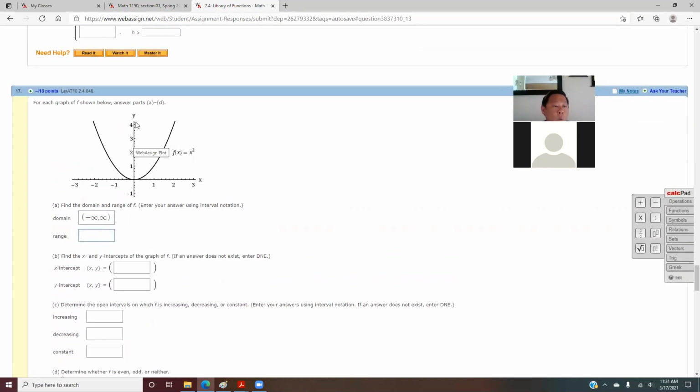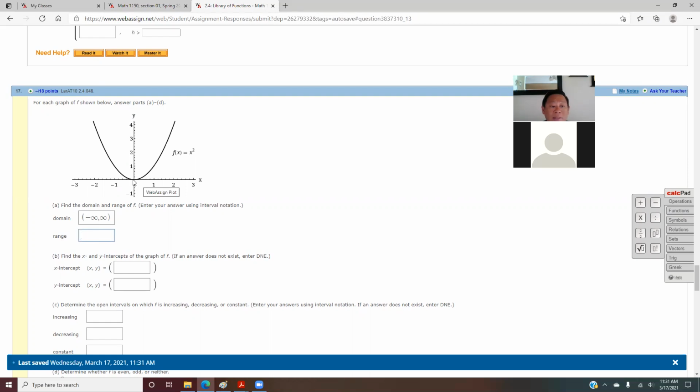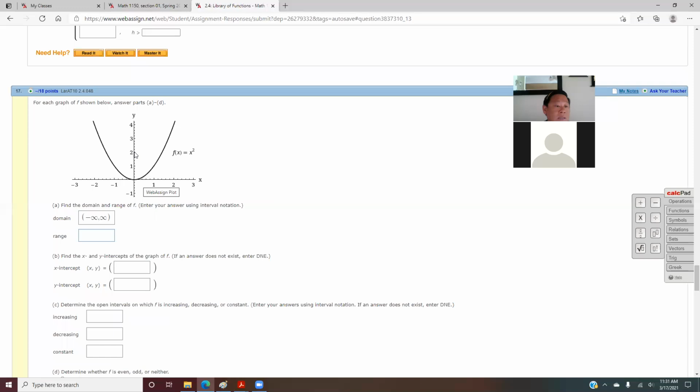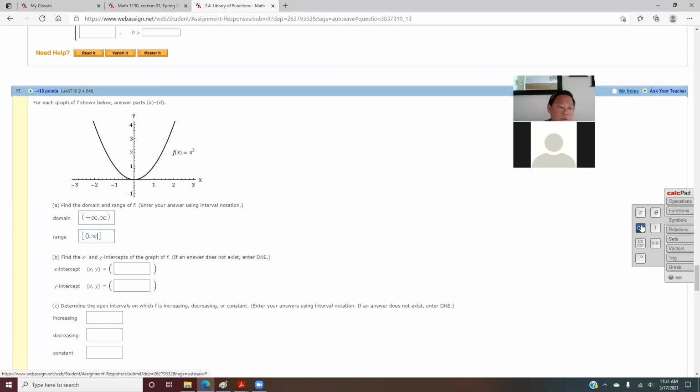Range is your y value. So what is the smallest and the highest y value you can have? The smallest y value in this case is 0, and the highest is infinity. So do we include or not include 0? Include. We include 0, so that's why you use a bracket. And infinity always uses parentheses. So make sure you know that all infinity uses parentheses.